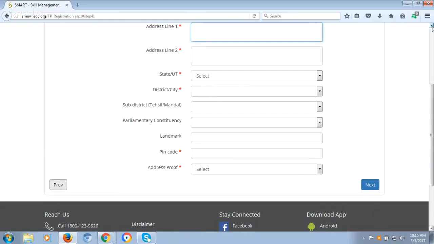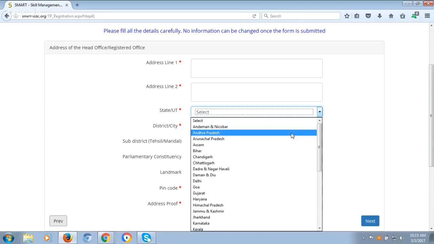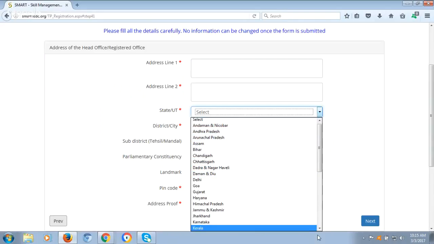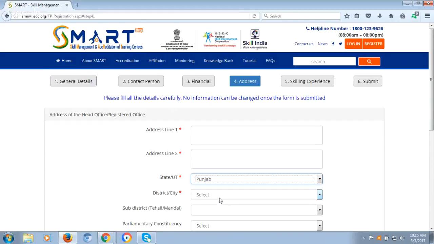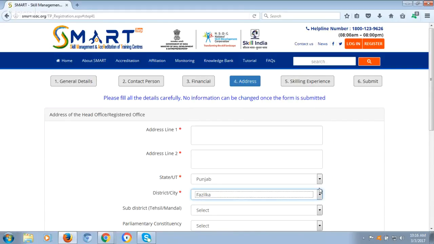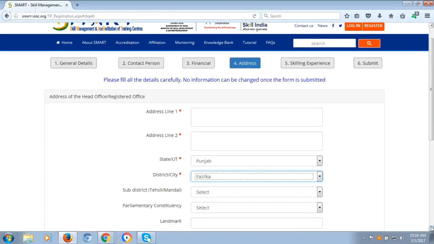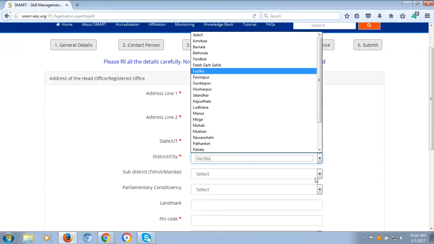Address: where your training center is located. Address line 1, state, address line 2. Again, you have to select from the drop down which state you are located in. For example, Punjab, and then which district we are in. When you open a particular state, all its districts will come. It is a built-up system. You are already IT persons, you might know more than me. As I told you, the online system has become transparent. For example, we want to add Ludhiana here.